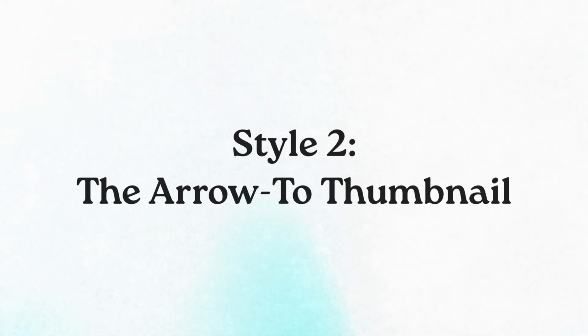All right, so this one is the second style. It's the Arrow 2 style. That's what I'm calling it. And this one's basically YouTube's greatest hit. So you'll see this anywhere where someone's using an arrow and it's pointing to something. It's pointing to something obvious, something that they want to direct your focus to.